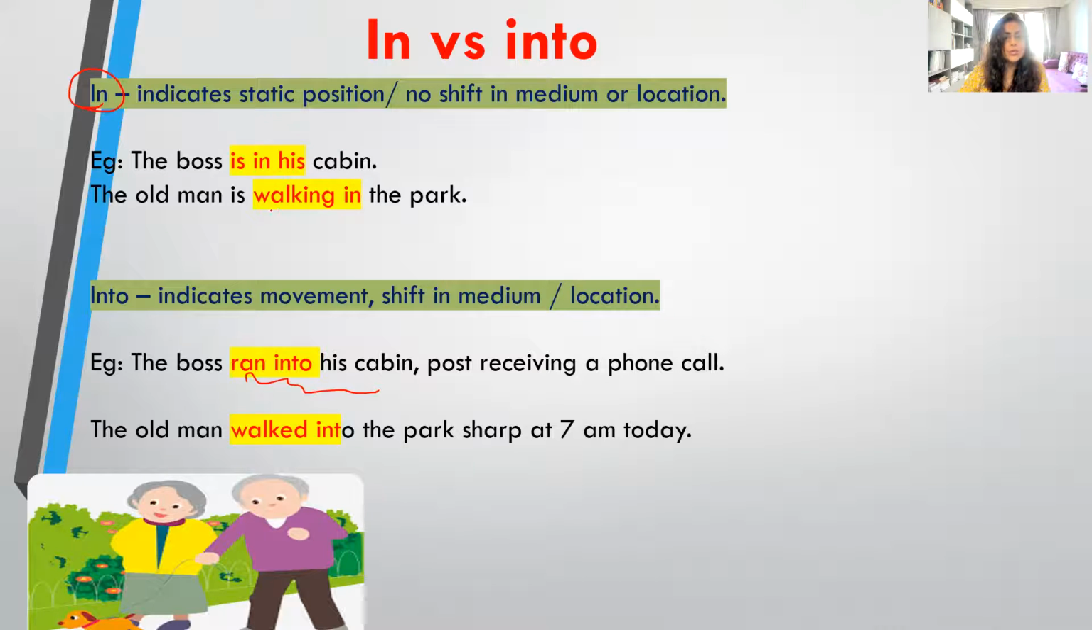The old man is walking in the park. Now, is walking in the park means he's already in the park and he's taking rounds in the park itself. There is no shift in location. But the moment I say the old man walked into the park, it means he was outside the park and now he entered the park. So there is a shift in location. Whenever there is a shift, please make use of into. And whenever there is no shift and you just indicate a static position, use in.